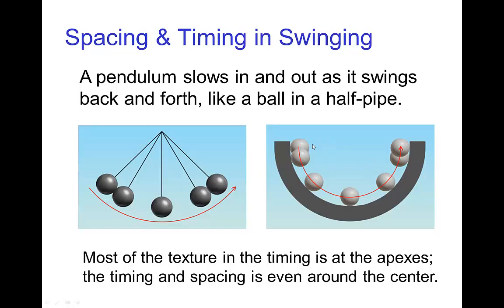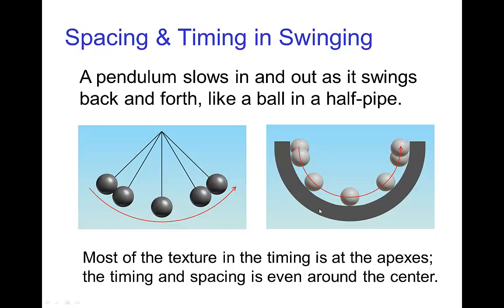Near the apexes, the motion is like going down a steep slope, and so in that case it's rather similar to falling. But near the bottom, where it goes from swinging down to swinging up, at that point the slope is rather flat, and something rolling on a flat surface has a fairly constant speed.